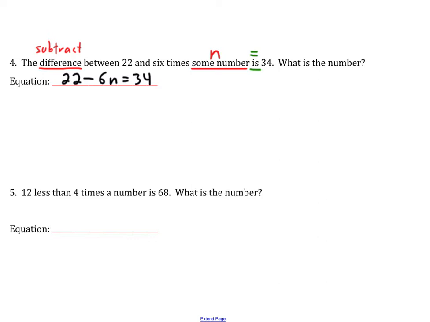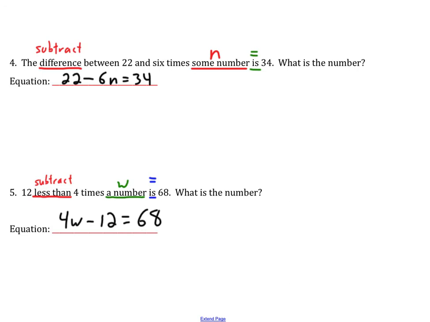In number 5, 12 less than 4 times a number is 68. Less than tells us we're going to subtract. We've got to be careful though. It's 12 less than 4 times some number. That means that 12 is what we're going to be subtracting from 4 times the number. The number, don't know, call it w this time. Is is equals. So I'm going to have 4 times a number, that would be 4w, and 12 less than that would be 4w minus 12 equals 68.